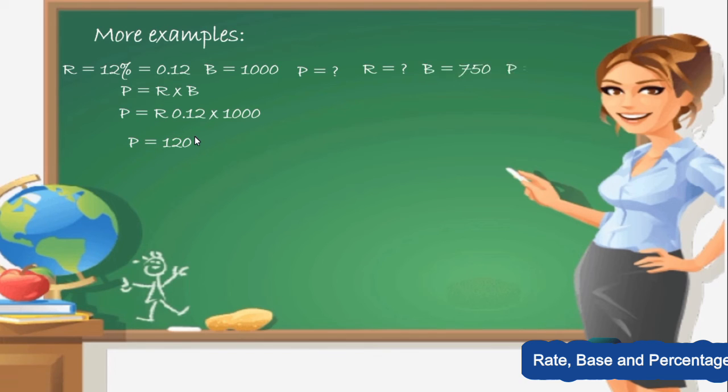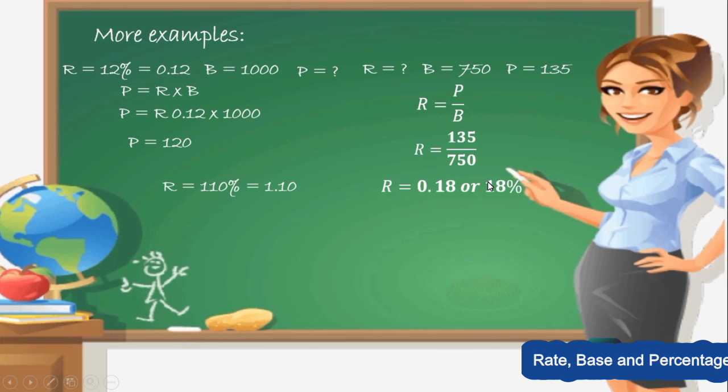Another example, hahanapin natin si rate. Ang base natin is 750. Ang percentage natin is 135. So, ang formula natin is R is equal to P divided by B. 135 divided by 750 is 0.18, or 18%.